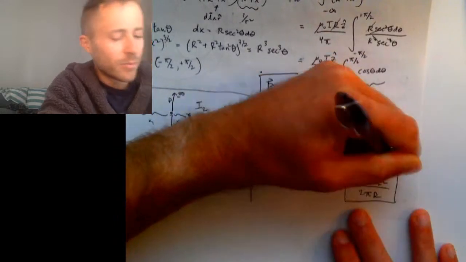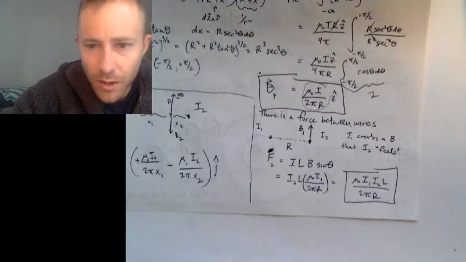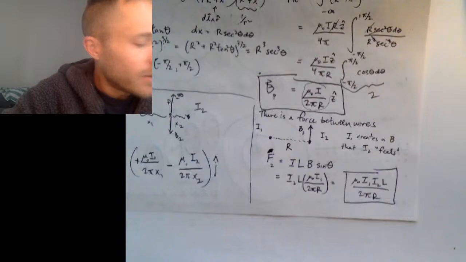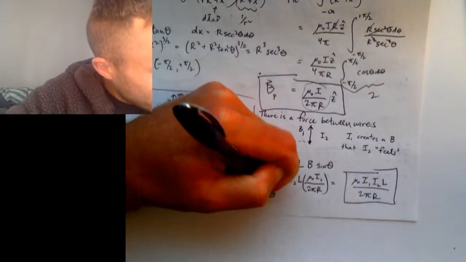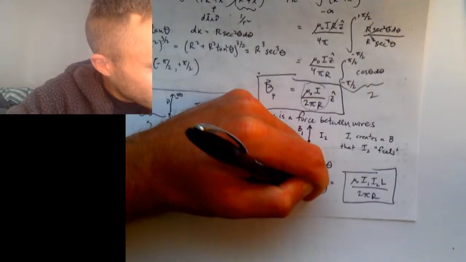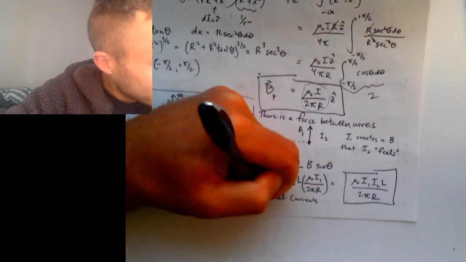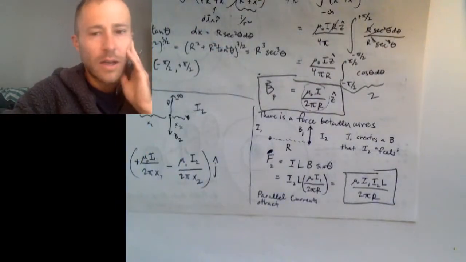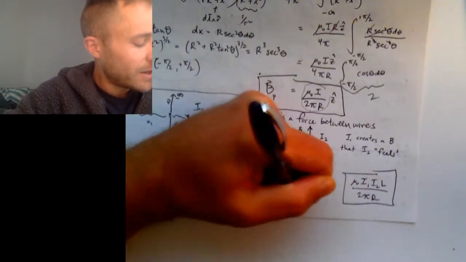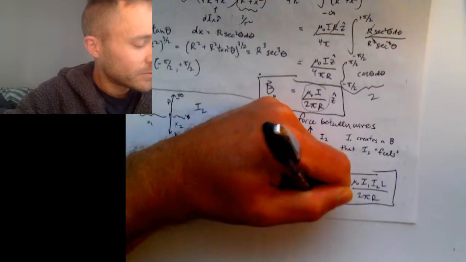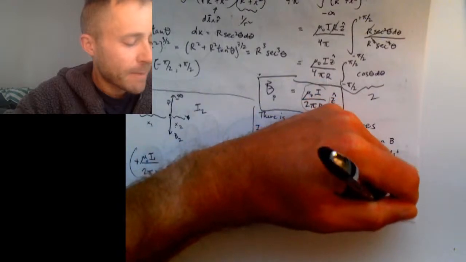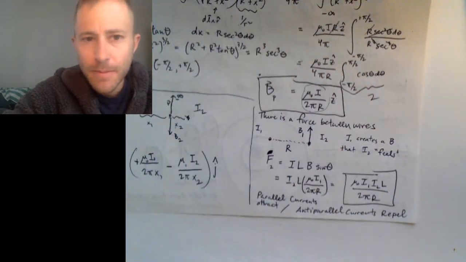This is the force between parallel wires. And it depends on the length. If you work out the direction of the force, you will find that parallel currents attract, and you will find that anti-parallel currents repel. Okay?